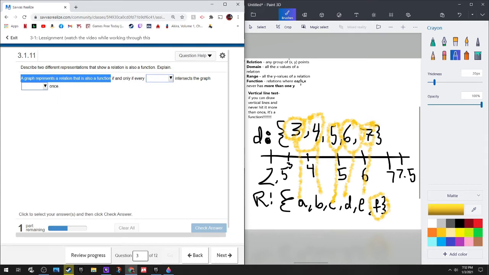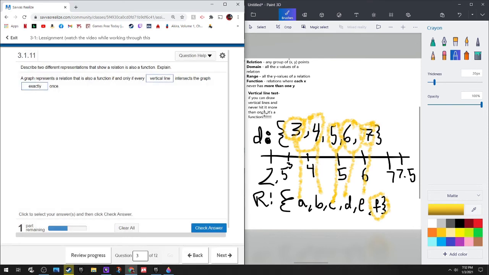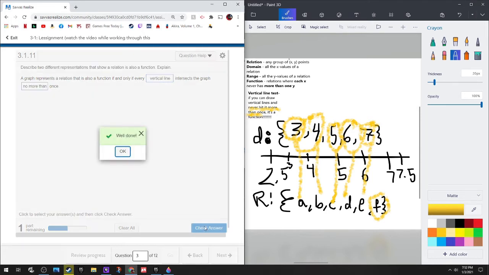It's also a function. If we want something to be a function, each x never has more than one y, right? We wrote that down. Oh, we had the vertical line test, right? How many times are we allowed to touch? Is it exactly once? No, it's not exactly once. Didn't we say it never hit more than once? So we could say never hit more than once, no more than once.